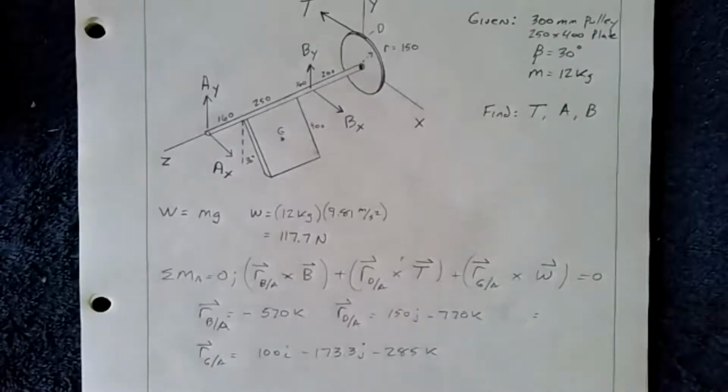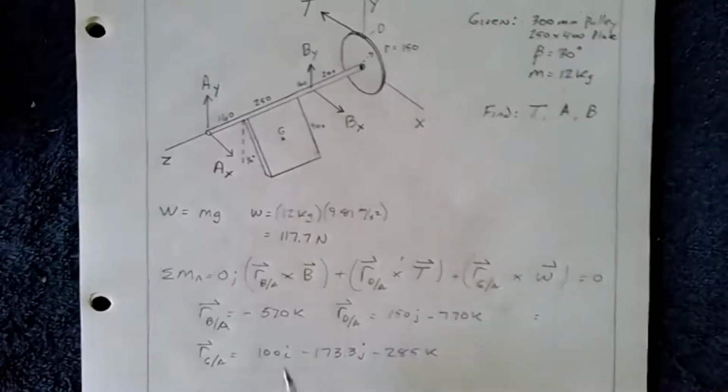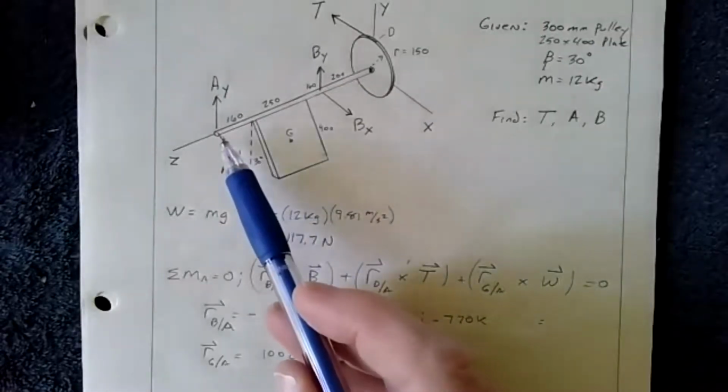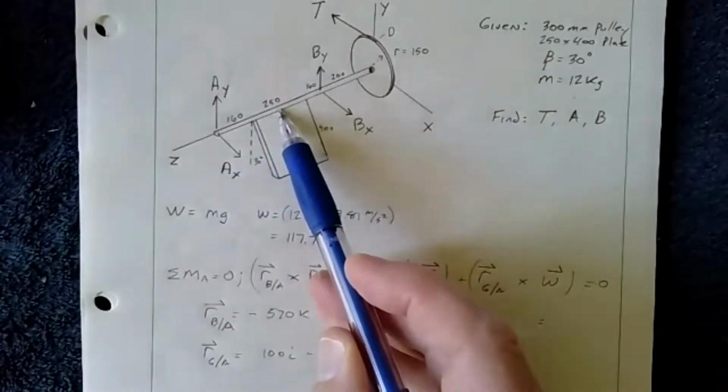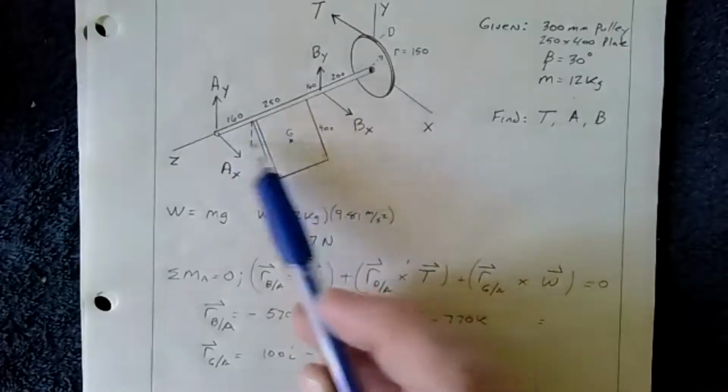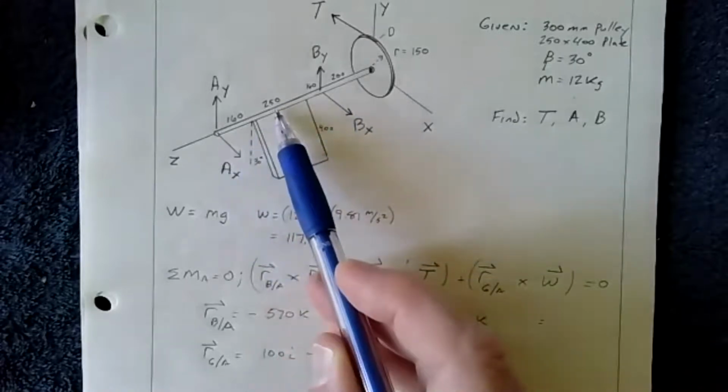All right. So where'd that come from? Well, the 285 we can see pretty easily. This is 250 wide, so half's 125. So 160 plus 125 gives us 285. And since we're going from here to the force, it's negative. So that's our K direction.